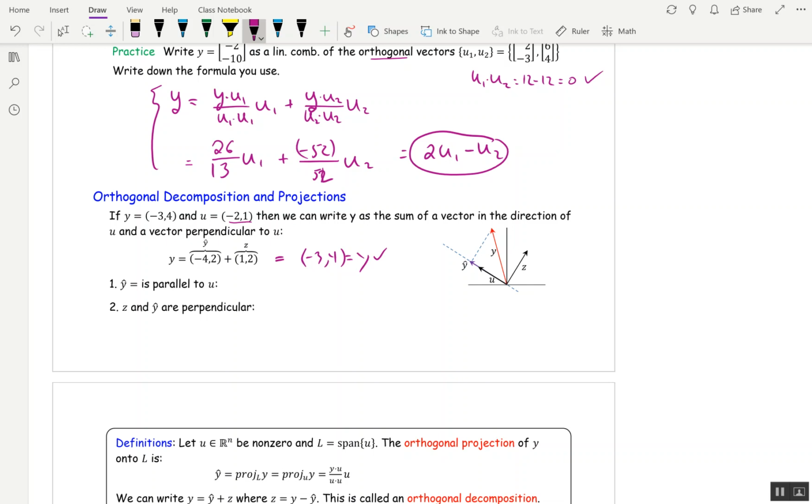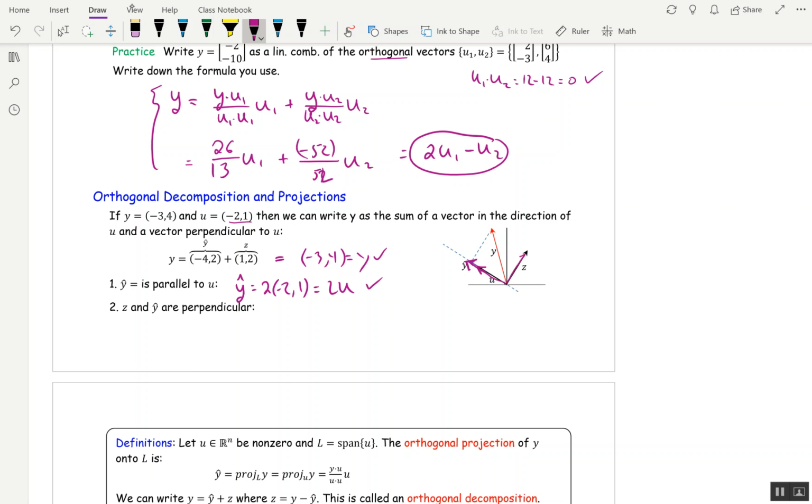And then, is y hat parallel to u? Well, y hat is 2 times negative 2, 1, which is 2u. So that means y hat is parallel to u because it's a multiple of u. And so you can see in my picture there, I've got u, and then y hat is just a little bit longer than u. Actually, it's twice as long as u, but it's parallel to u. And then z is over here.